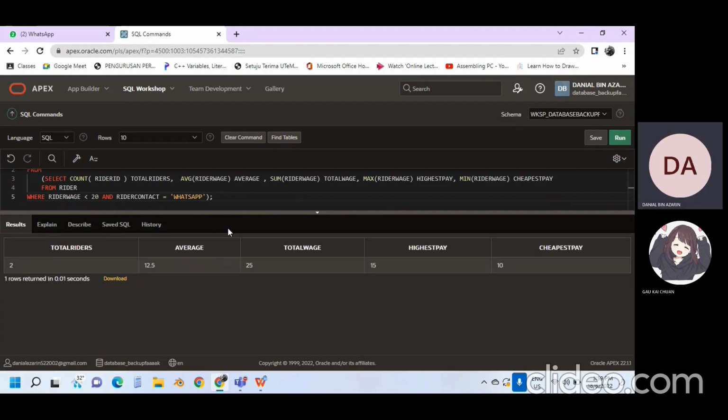We should get this output, which is the total riders, there are two riders. The average of the delivery wage is 12.5. The total wage of both riders is 25. The highest pay will be 15 and the cheapest pay will be 10.